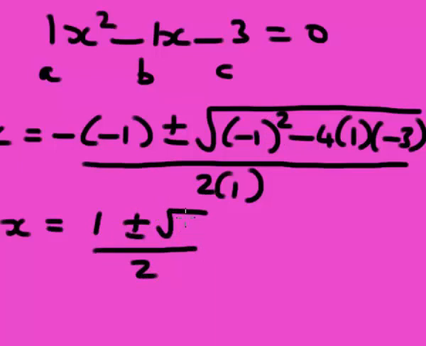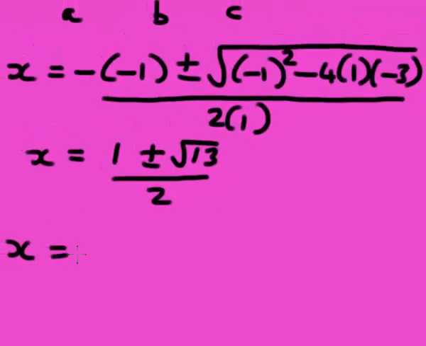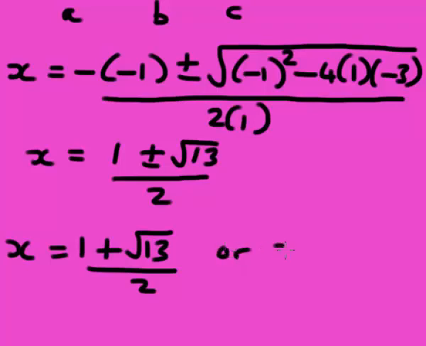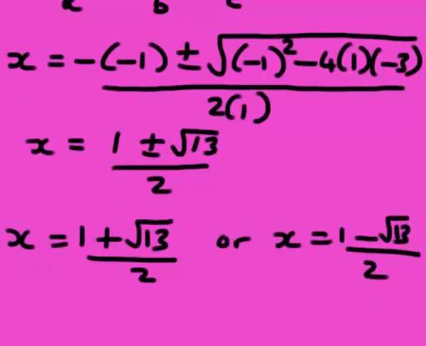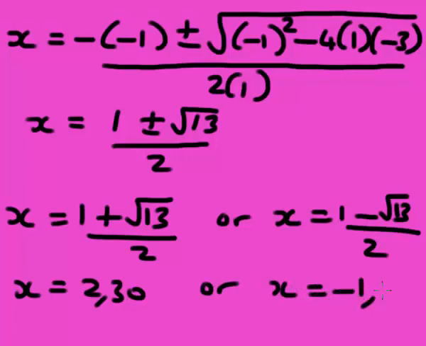1 plus 12 is going to give you 13, and that's surd form, so you can then work it out using your calculator. 1 plus the square root of 13 over 2, or x is equal to 1 minus the square root of 13 over 2. And you simply use a calculator, and you get 2,30, or x is equal to minus 1,30.